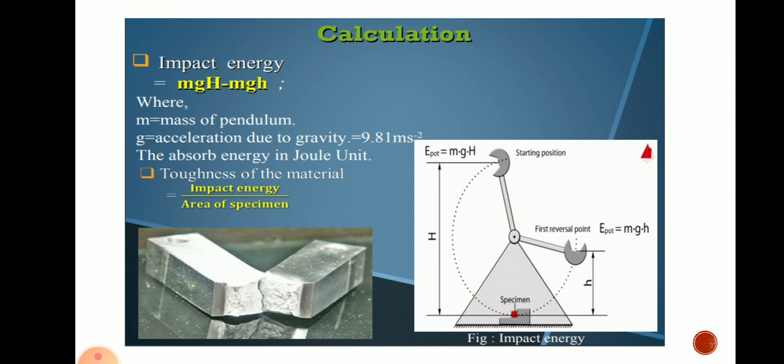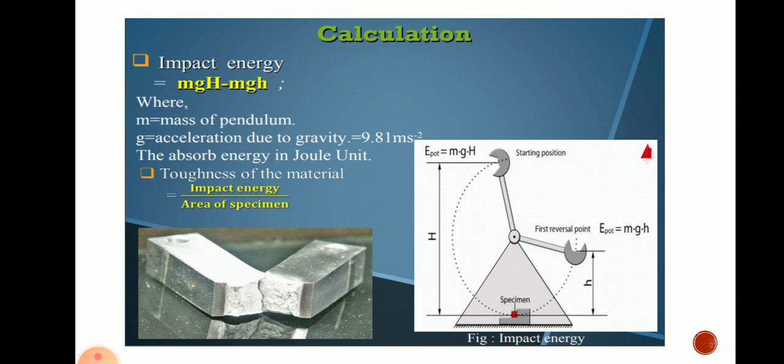E is equal to mgh. M is the mass of the hammer or pendulum, g is the acceleration due to gravity, and small h is the height after hitting the specimen or after breaking the specimen. So you have the difference between the two energies, the initial potential energy and the final potential energy, and this difference in energy is given to the specimen so that it will break. That difference in energy gives you the impact energy. That much impact energy is required to break the specimen of this material. So you can find that from this Charpy impact test.